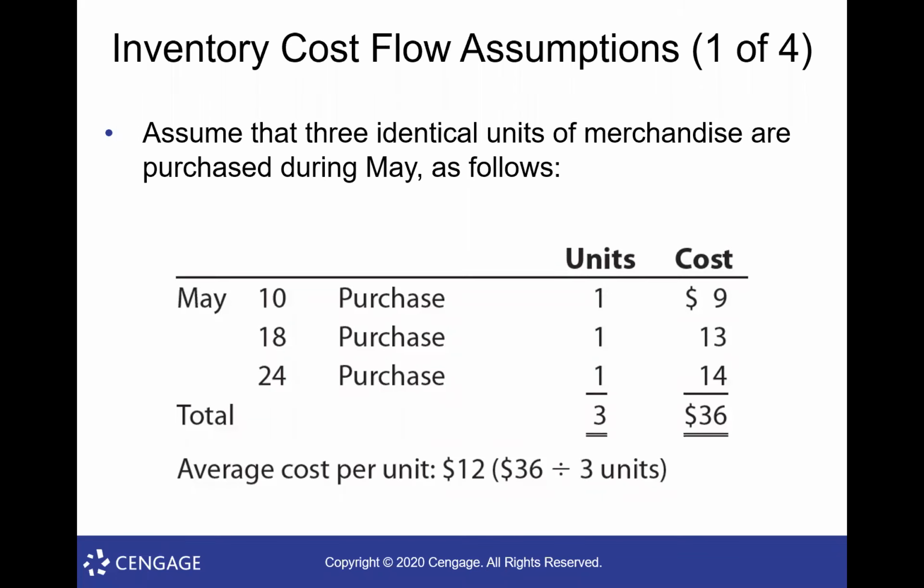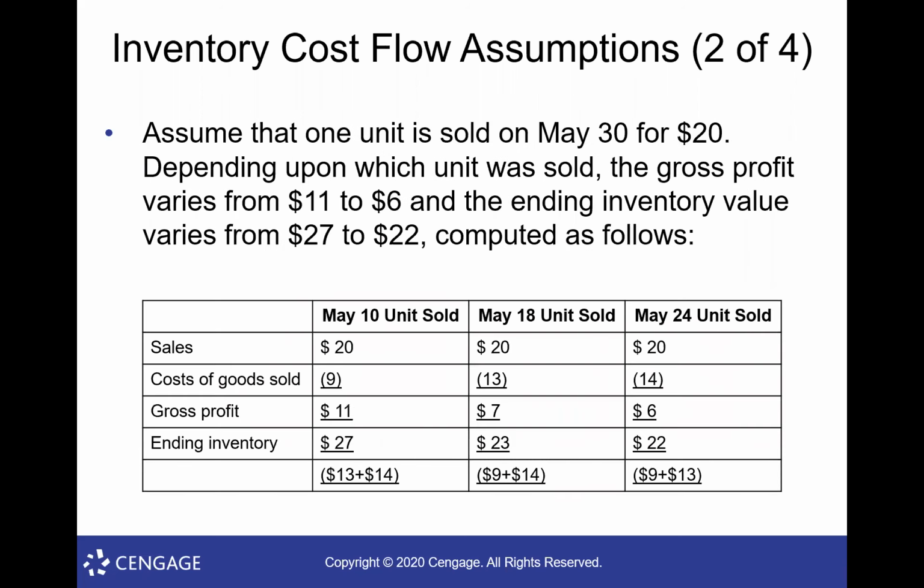If we wanted to, we could figure out our average cost per unit just by taking the total cost divided by the total number of units. So it was $12 per unit is our average cost. Okay. All right. So assume that 1 unit is sold on May 30th for $20.